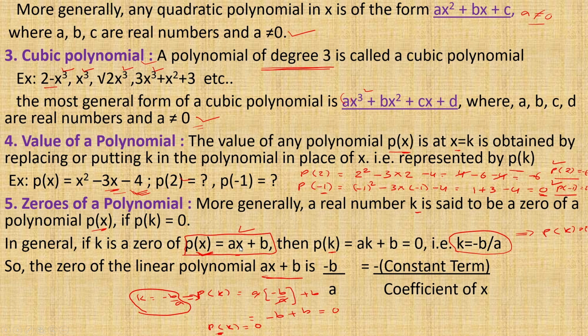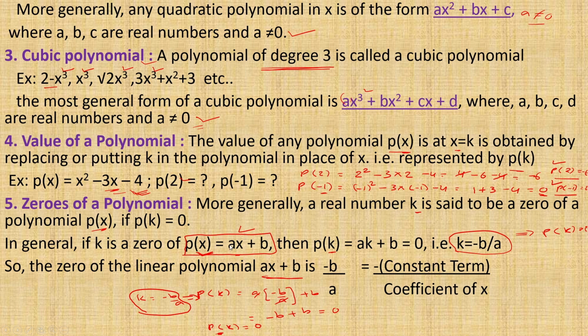Suppose in place of x, if we substitute 1 and this becomes 0, then 1 is 0 of the polynomial. Otherwise, if we substitute x is equal to 2 and it becomes 0, then 2 is called 0 of the polynomial. If we substitute 3 and this expression becomes 0, then 3 is called 0 of the polynomial, like that. So in place of the variable, if we substitute any value so that the expression becomes 0, then it is called 0 of the polynomial.